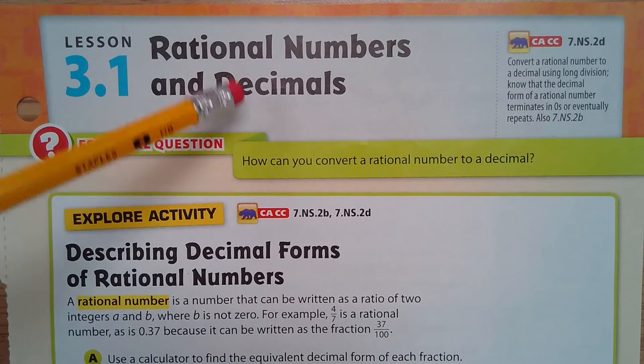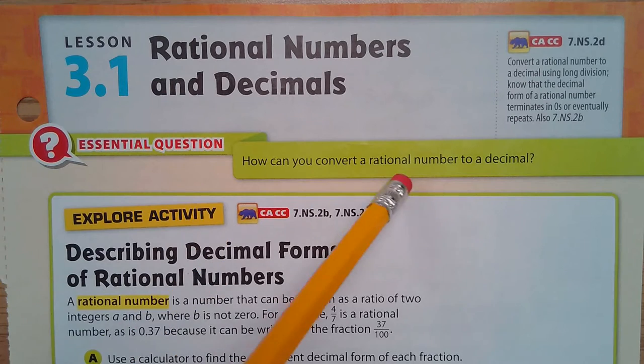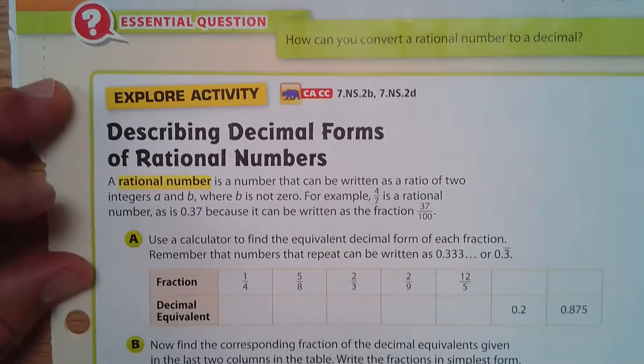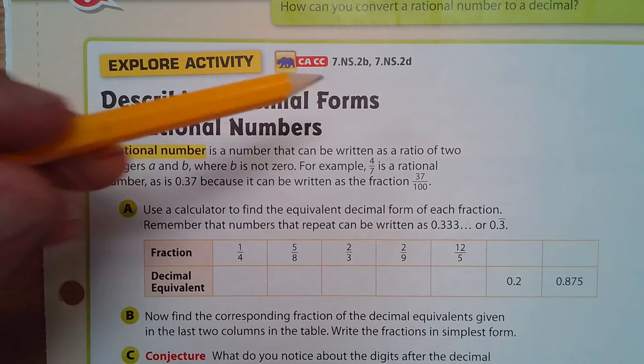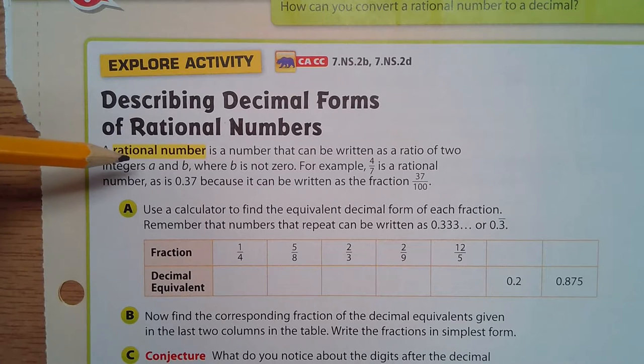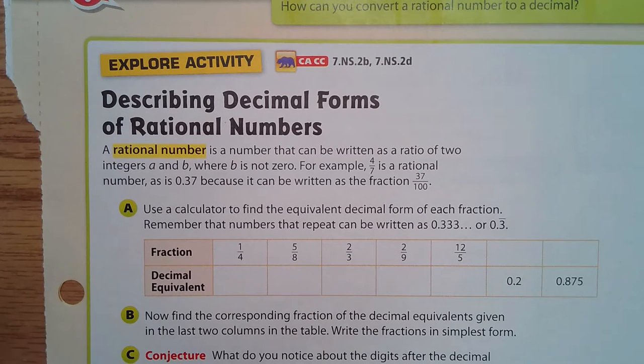Okay, rational numbers and decimals. And so how do we convert a rational number to a decimal? And what is a rational number? Well, right here, we see that a rational number is a number that can be written as a ratio of two integers. Okay, whoa, wait a minute. A ratio is really just a fancy word for a fraction.